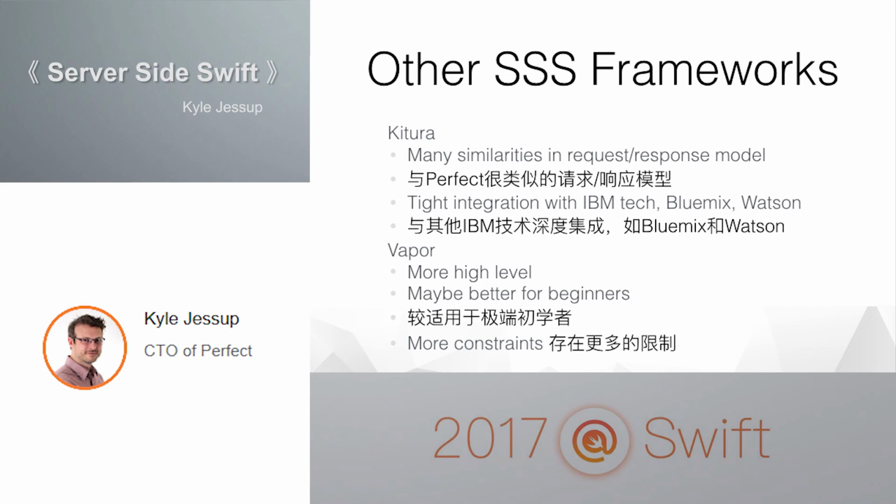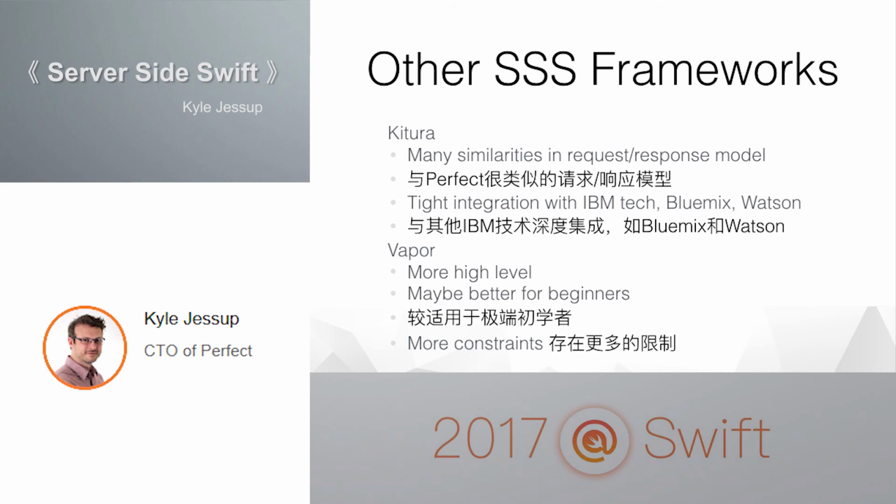Vapor is another one. I would call it a little bit more high level. What that means is that Perfect would be closer to the operating system, whereas Vapor would have more levels of code on top of it. It might be better for beginners.